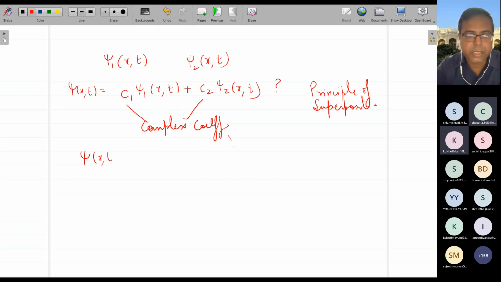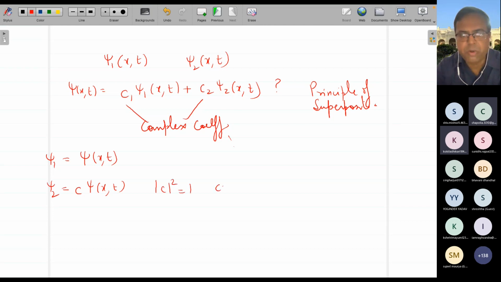Tell me something else also, now that we are discussing a little bit about it. So psi(x,t) is a wave function. If there exists another wave function, let's say psi2, which is c times psi1, such that mod c square is equal to 1, so you can think c can be something like e^(i theta). Can you make a distinction between this psi1 and psi2? And what is this guy called theta?